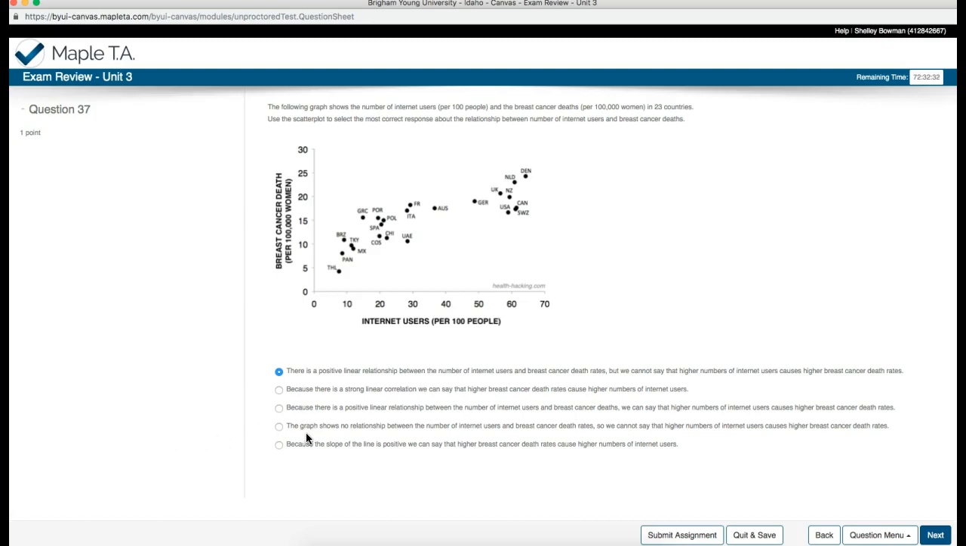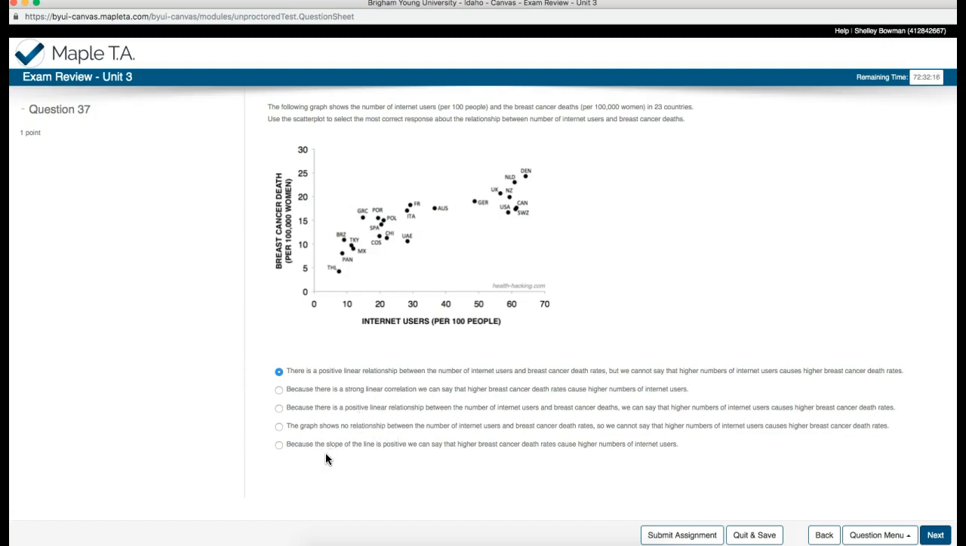The next one, the graph shows no relationship between the number of internet users and breast cancer death rates. So we cannot say the higher numbers of internet users causes higher breast cancer death rates. We cannot say this. However, there does show a positive correlation. So that one also doesn't work.